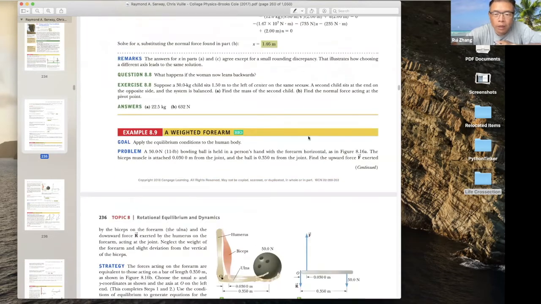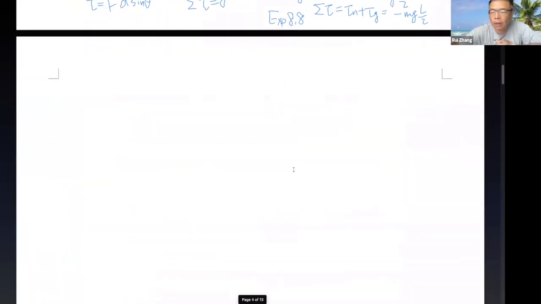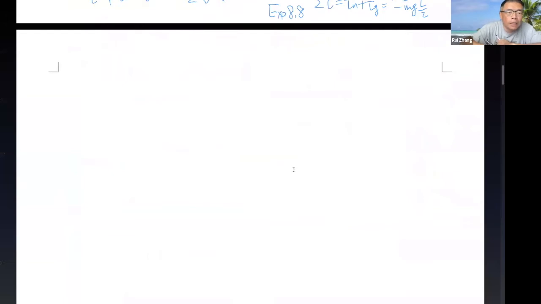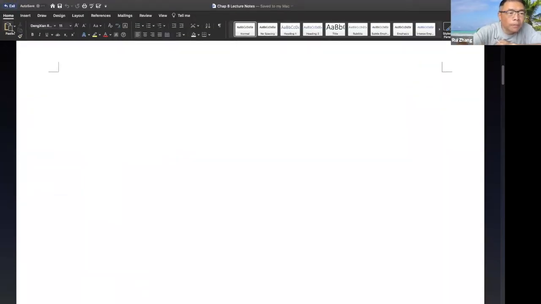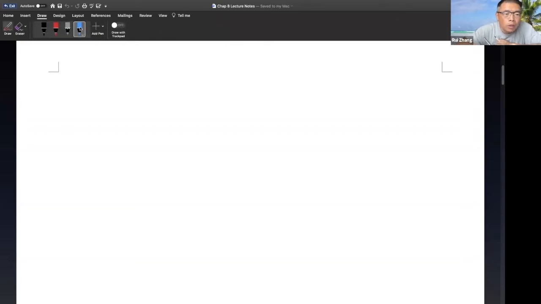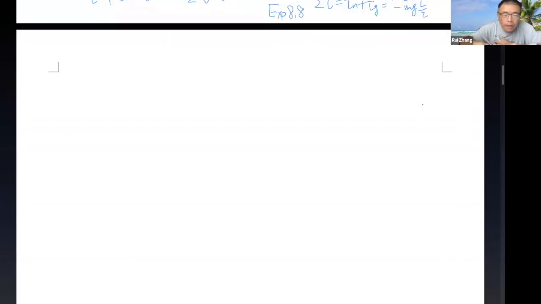Let me go back to the white screen here. Basically, what we're saying is, okay, hold on. Let me pull out the drawing option. Okay, so for a seesaw, in general, like this, say there's something balanced at the middle.